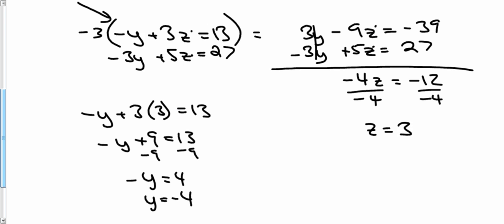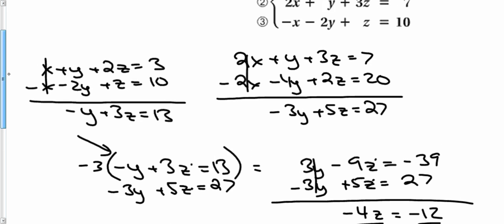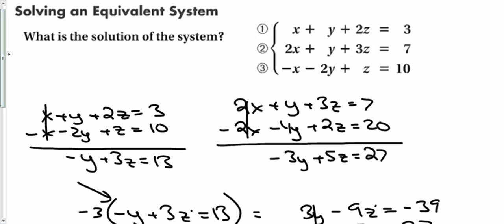Okay. So now I have y and z. Going back up to the beginning, I have to pick an equation which looks the simplest. I'm going to pick equation number 1 for x. So x plus y, which is minus 4, plus 2 times 3 is going to equal 3.